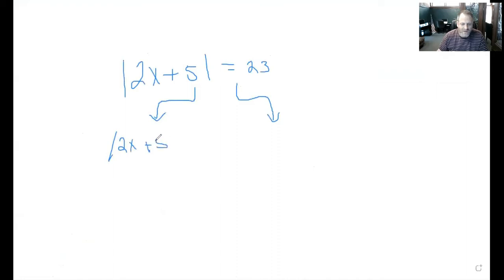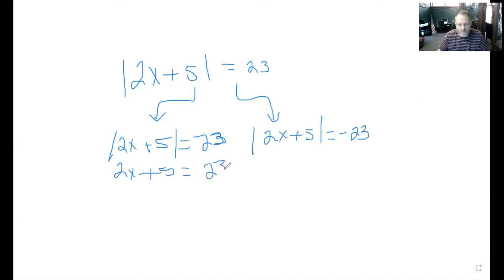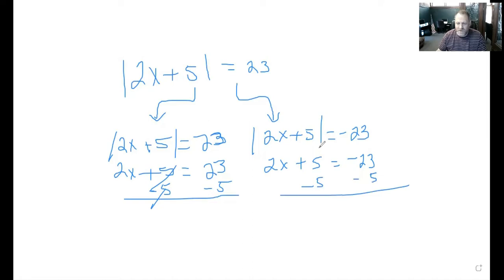So absolute value 2x plus 5 equals 23, and 2x plus 5 equals negative 23. All right, so bring these out, guys. And 2x plus 5 equals negative 23. Get rid of those 5s. Get rid of that 5 and also this 5 here. Multitask on these problems here. And that gives us 2x equals 18 divided by the 2. Cancel the 2s, x equals 9.